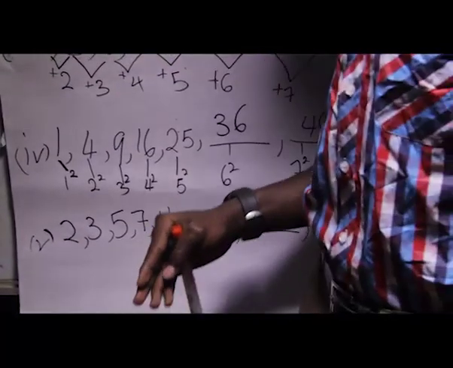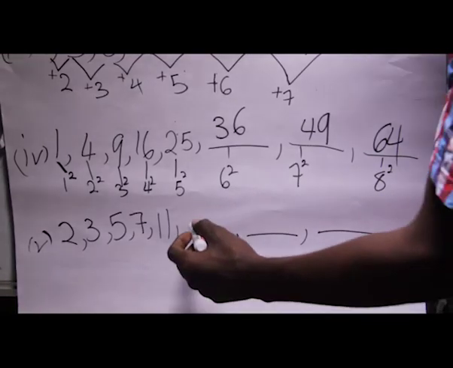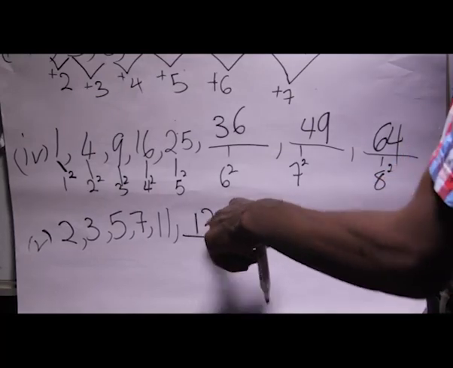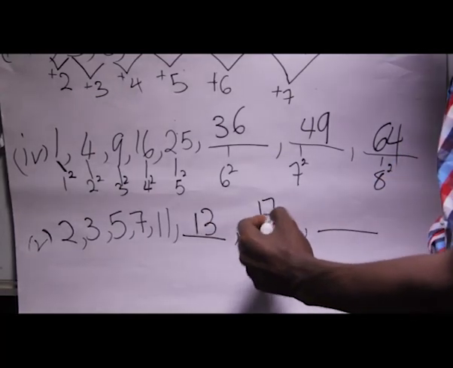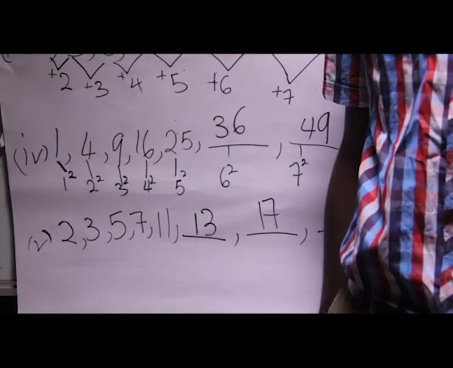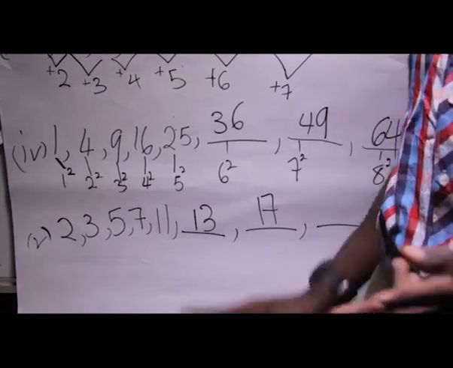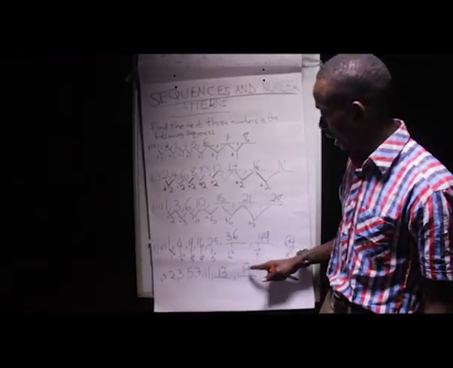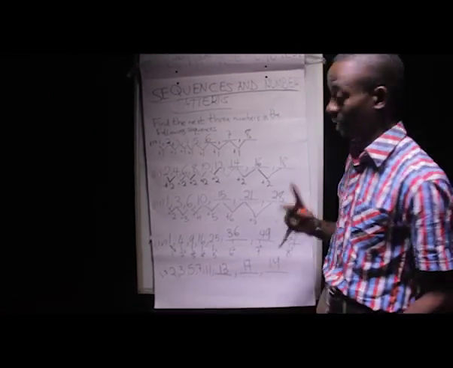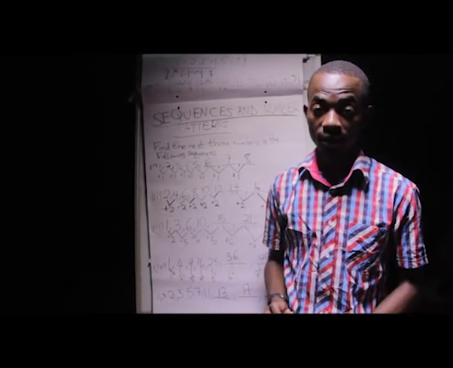So in this case, what is the next prime number after 11? The next prime number after 11, we know that it is 13. Then what is the next prime number after 13? It is going to be 17. Reminder, the next prime number after 13 is not 15, because 15 does not have only 2 factors. It has more than 2 factors. So that is why 15 is not a prime number. Then after 17, what is the next prime number? The next prime number is 19, because 19 also has only 2 factors, that is 1 and 19.